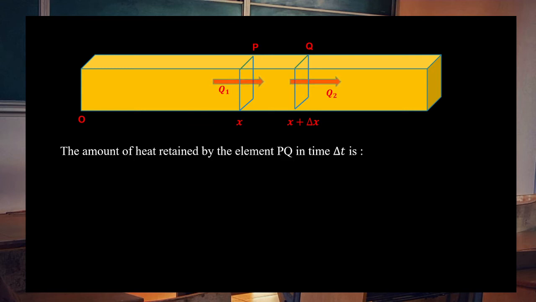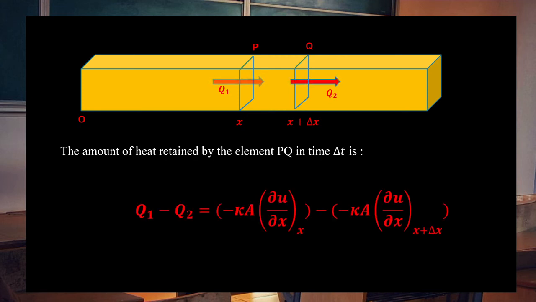The amount of heat retained by the element PQ in time delta t: Q1 is the amount of heat flowing into the cross section, and Q2 is the amount of heat flowing out of the small portion. So the amount of heat retained by the element PQ is the amount of heat flowing into the small portion minus the amount of heat leaving it. So it is Q1 minus Q2, that is minus KA ∂u/∂x at the point x minus (minus KA ∂u/∂x at the point x plus delta x). Taking KA common and rewriting, we get KA [∂u/∂x at x plus delta x minus ∂u/∂x at x]. Call it equation number 1.